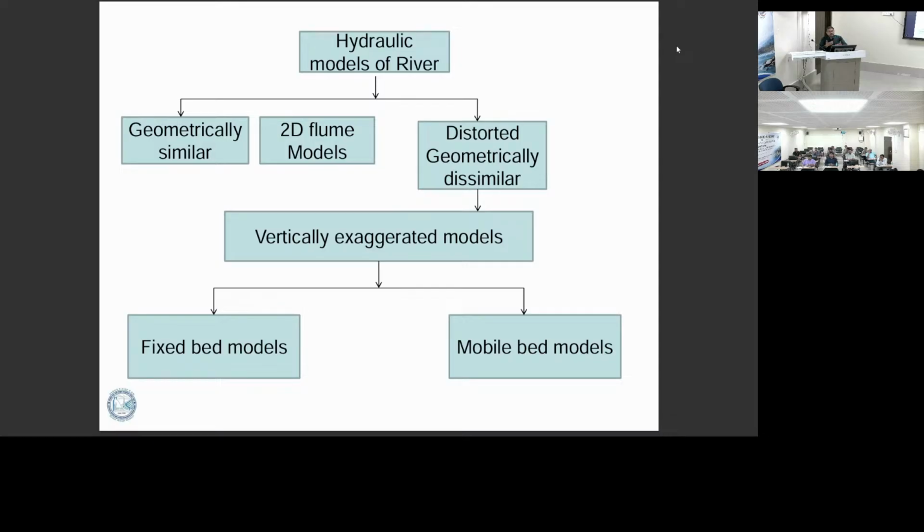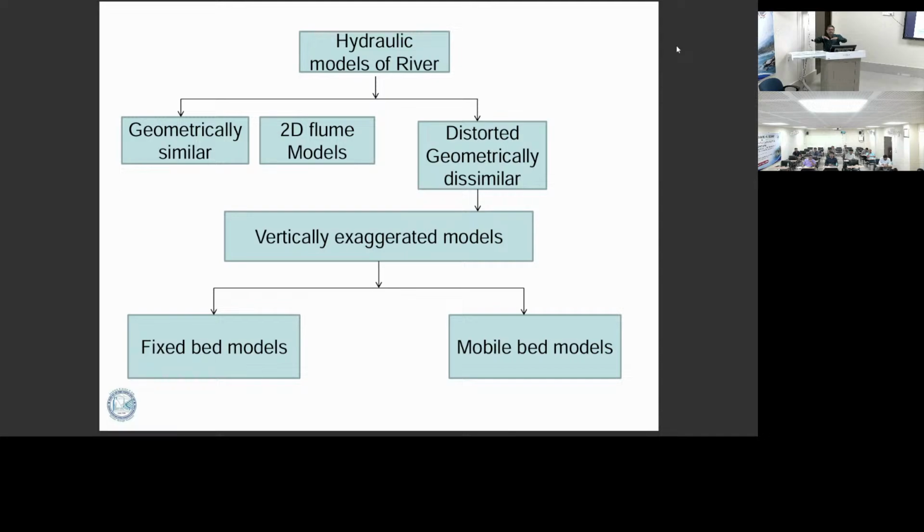When depth is small, then what happens? Laminar flow will be there. So your Reynolds number will not replicate the prototype, because you can see in the prototype during flood a lot of turbulence is there. So that is not represented if you make a geometrically similar model for a longer reach. So then we have to go for distorted. I will explain the factors which are affecting this distortion, the Froude number and Reynolds number, later. Then vertically exaggerated models can be fixed bed and mobile bed.